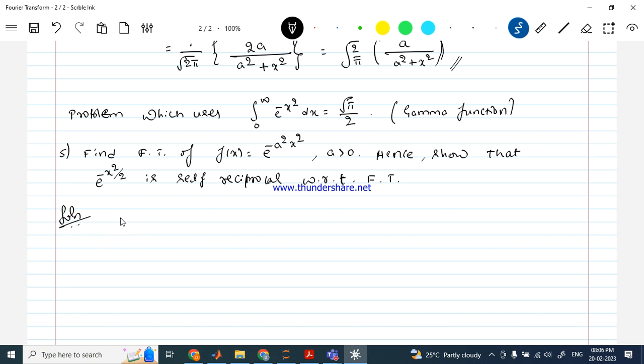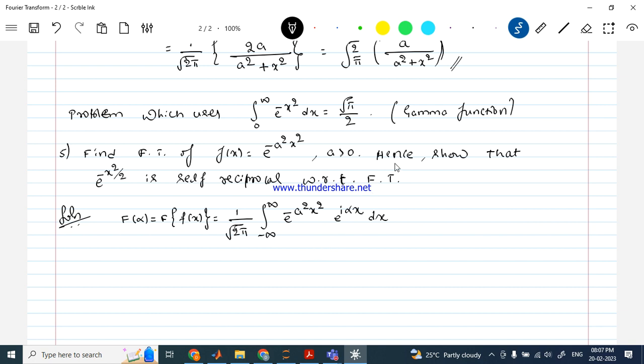The question is to find the Fourier transform, which obviously means we are finding F of alpha. So what we are actually finding is the Fourier transform of e power minus a square x square. That is the Fourier transform of the given function, which is 1 by square root of 2 pi, integration from minus infinity to plus infinity, e power minus a square x square into e power i alpha x dx.